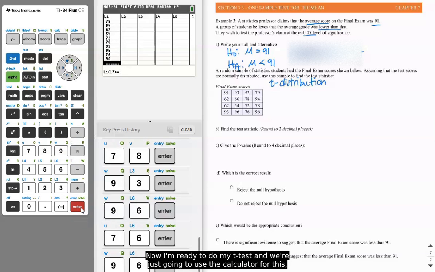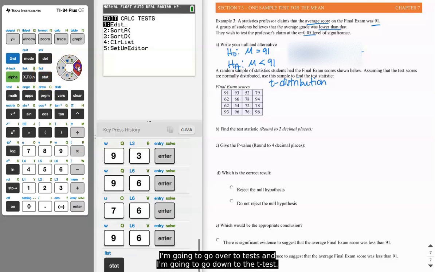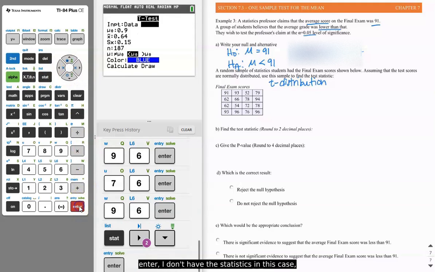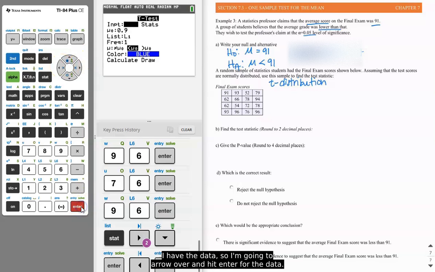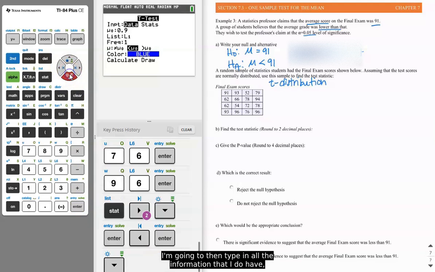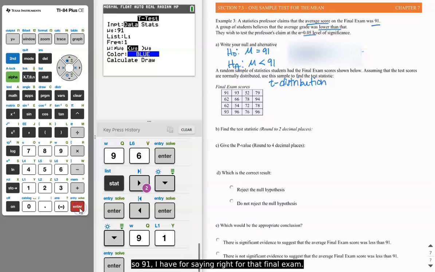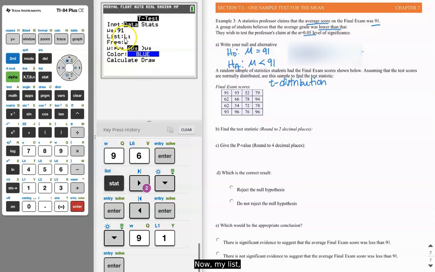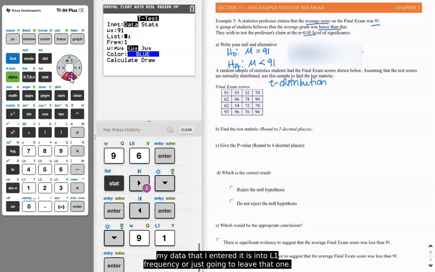Now I'm ready to do my t-test, and we're just going to use the calculator for this, not really any formulas. So I'm going to go back to my stat button, over to tests, and down to the t-test. Hit enter. And I don't have the statistics in this case. I have the data. So I'm going to arrow over and hit enter for the data. I'm going to then type in all the information that I do have. So 91 for the final exam. Now, my data that I entered is in L1.